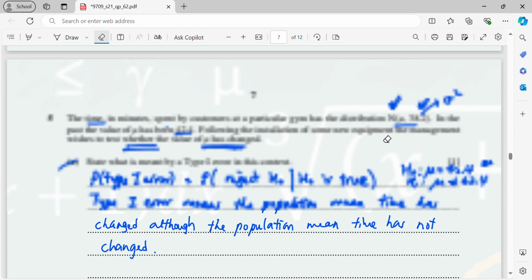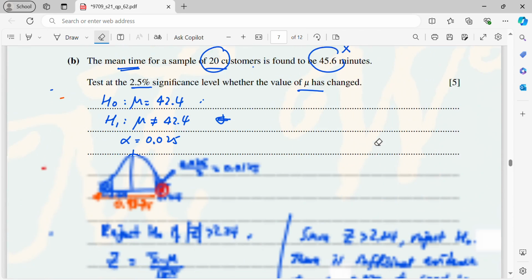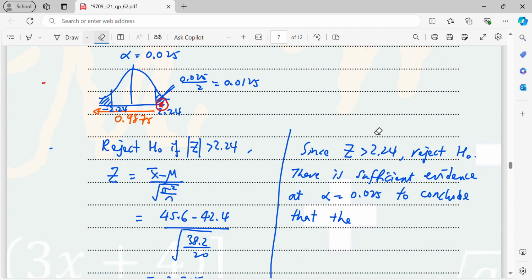We can go back to the previous question. You can just write that mu has changed, or mean time has changed. Okay, so that's the conclusion of this hypothesis testing.